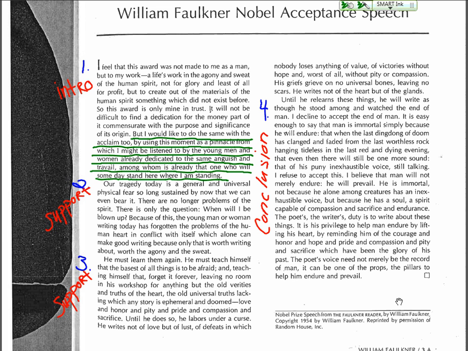Faulkner's purpose for having written this is that he won the Nobel Prize. And this is his thesis statement. This is his purpose in his speech. It's not just to say, thank you for letting me have this prize. Thank you for recognizing me. He has a call to action to the young men and women already dedicated to the same anguish, otherwise known as writing. So then we go on to paragraph 2.